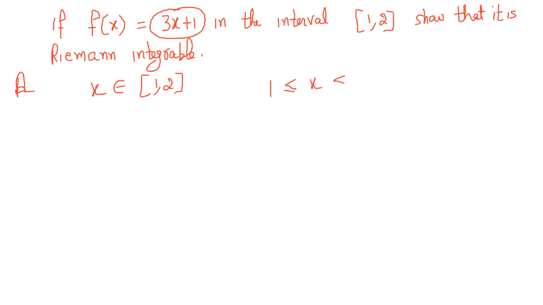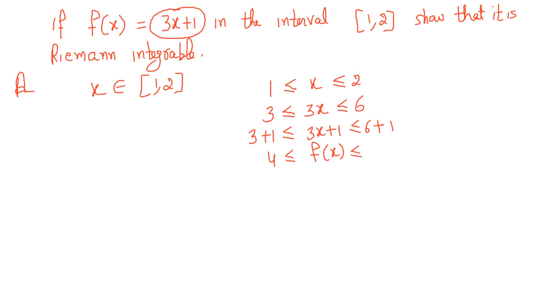1 less than x less than or equal to 2, and then multiply by 3. So this is the first step. Always you have to complete this step first of all. Then you will show it is bounded. After showing boundedness, you can start the second step, which means dividing into n equal subintervals. So it means 4 comma 7. So you will say f of x is a bounded function.